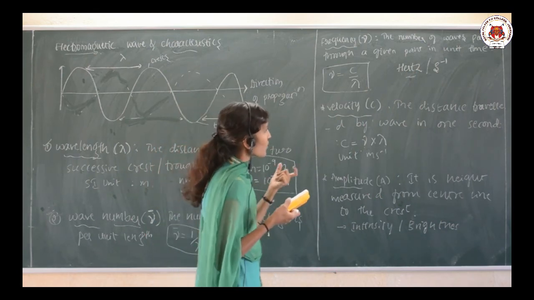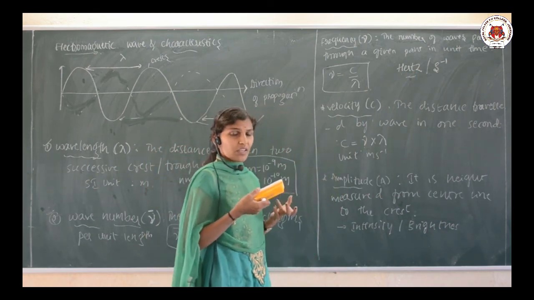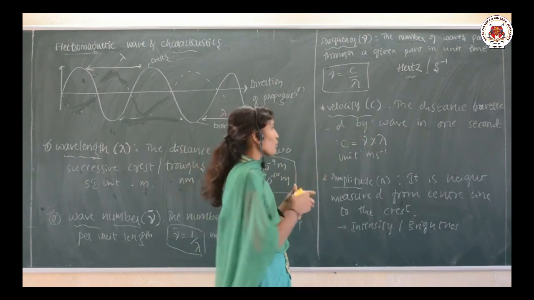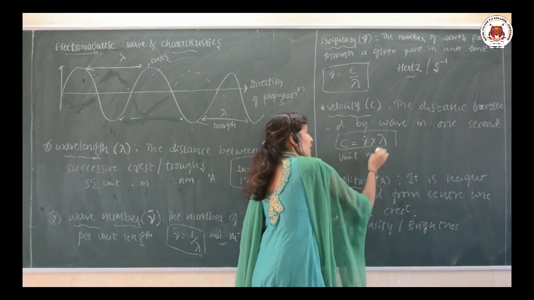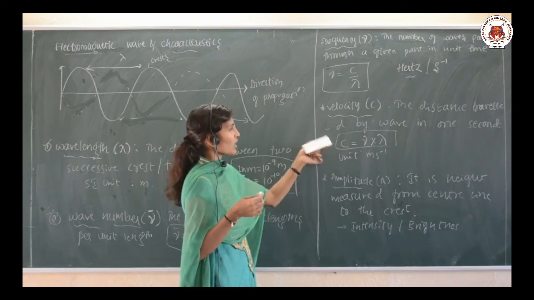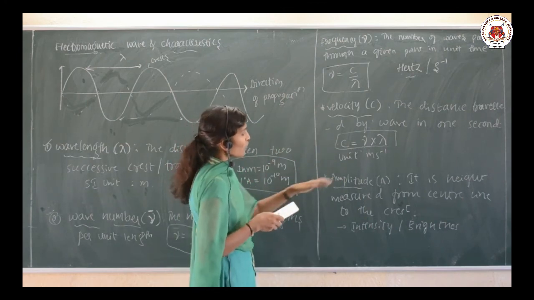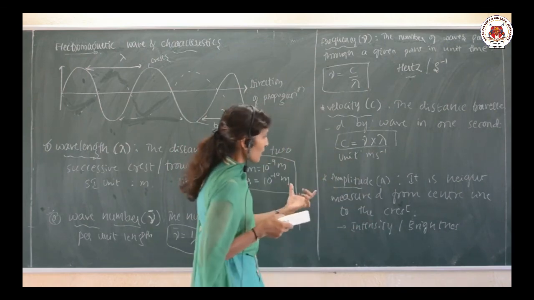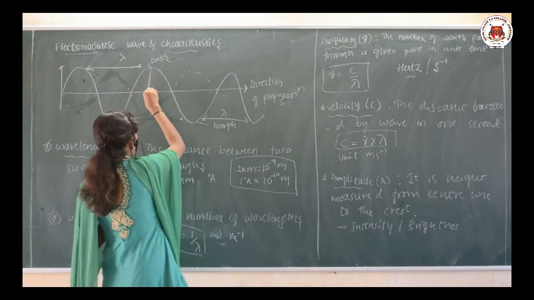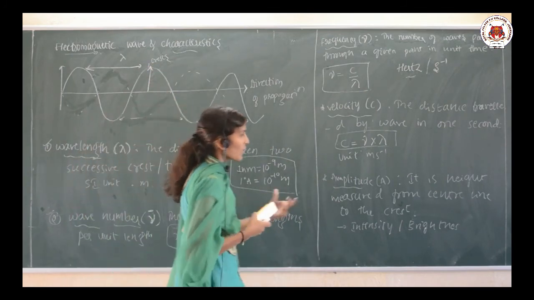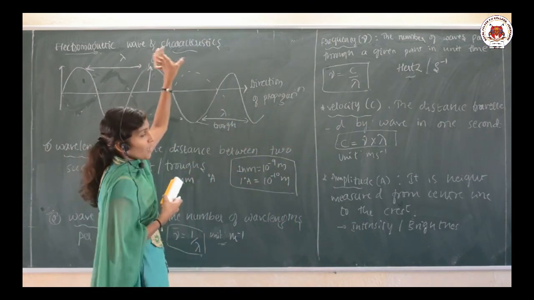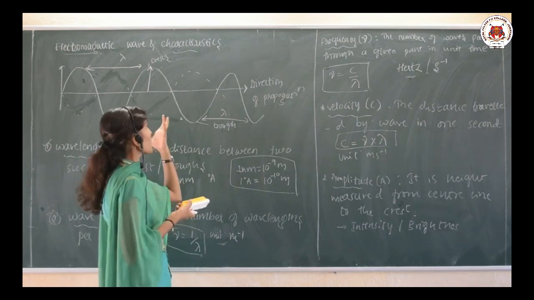The velocity is represented by c. It is the distance travelled by a wave in 1 second, and its formula is c is equal to nu into lambda, that is frequency and wavelength multiplied give the velocity value, and its unit is meter per second. And the last one is amplitude, represented by A. It is the height of the wave, the height measured from the center line to the crest or peak. It represents intensity or brightness.